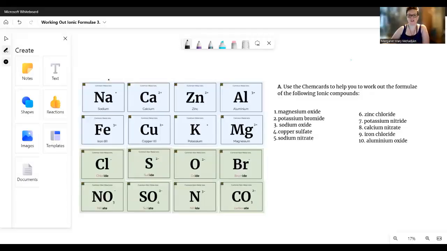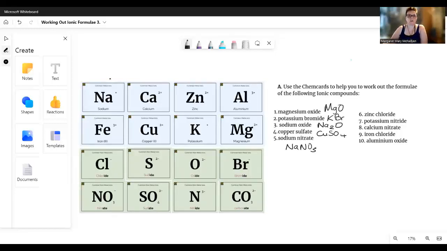Okay, you ready? Let's check your answers. Magnesium oxide, MgO, so that's 2 plus and 2 minus. Potassium bromide, KBr, so 1 plus and 1 minus. Sodium oxide, Na2O, so 1 plus for the sodium, 2 minus for the oxide. Copper sulfate, CuSO4. Sodium nitrate, NaNO3, so a 1 plus and a 1 minus.